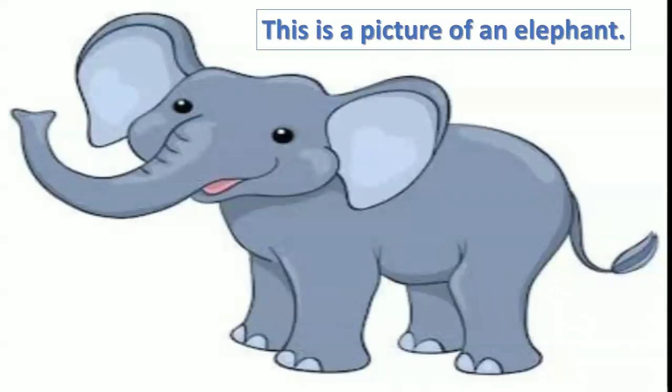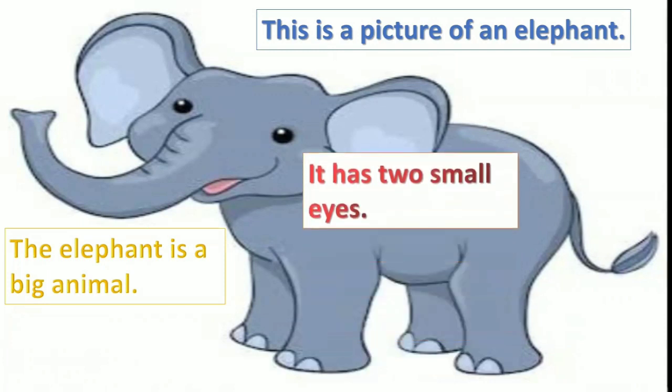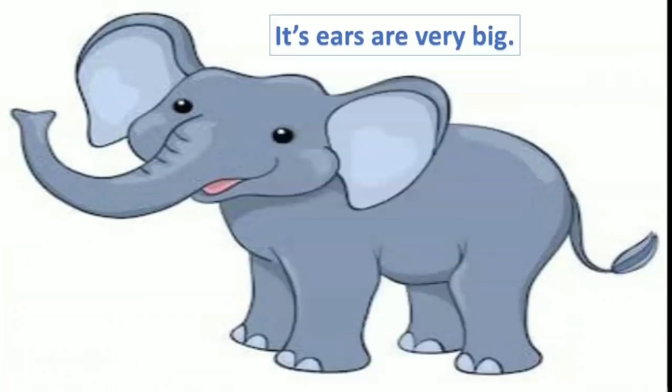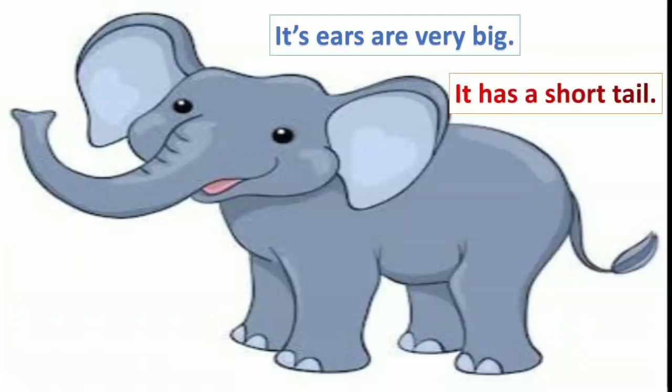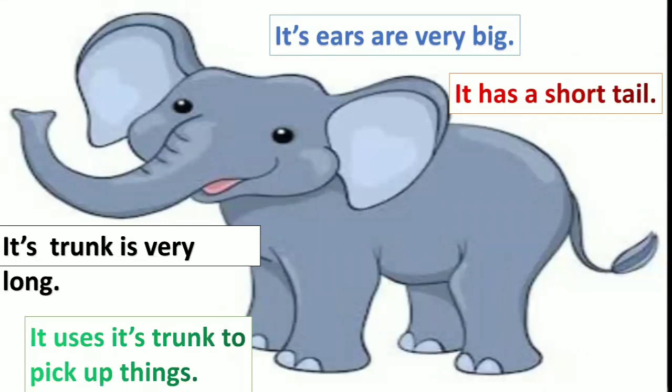This is a picture of an elephant. The elephant is a big animal. It has two small eyes. Its ears are very big. It has a short tail. Its trunk is very long. It uses its trunk to pick up things. So this is how you describe a picture.